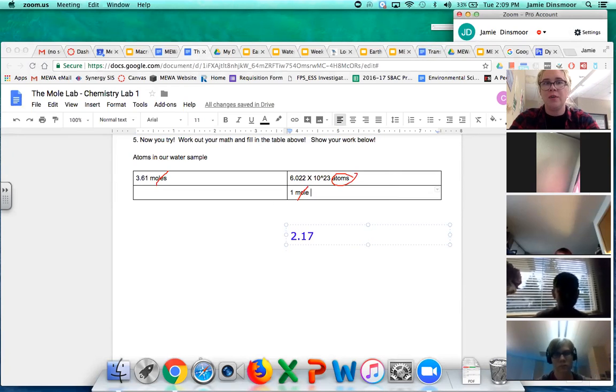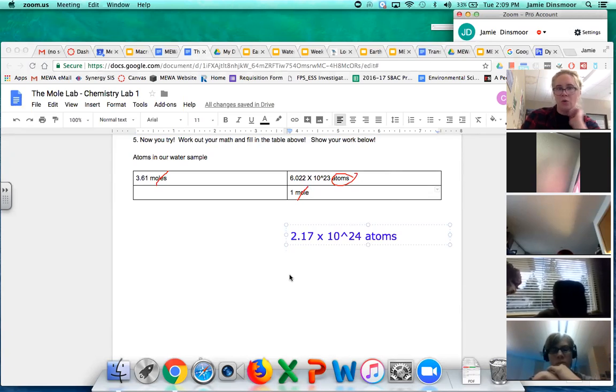2.17 times 10 to the 24th atoms are in our sample of water. And again, that's a huge number. Makes sense. Also, 65 grams of water really wasn't that much, right? It was a pretty tiny amount. I'd say it was like 1/8 a cup or something like that. So that gives you a vision for how many atoms would be in, for example, a large cup of water. It would be a ton. So many atoms. Okay, so about 2 septillion.